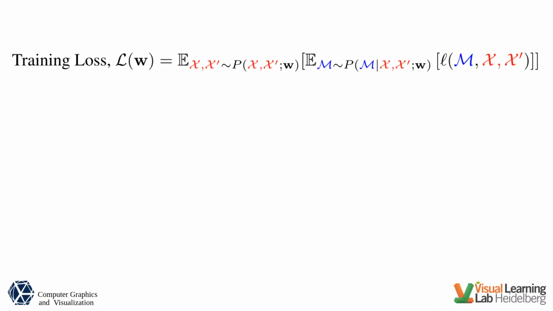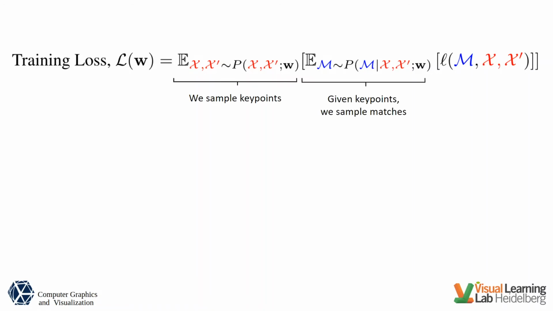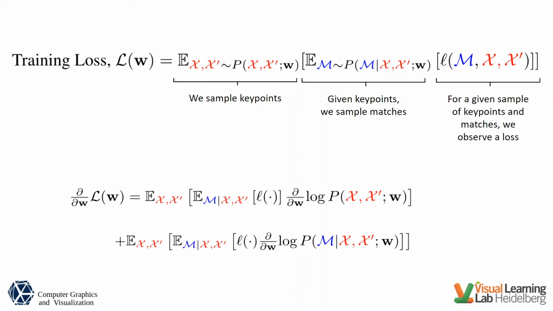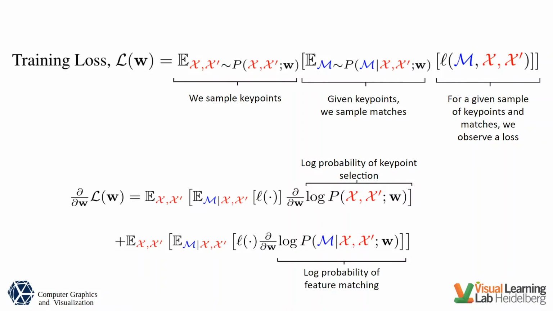The training objective aims at reducing the expected task loss. The steps that are undertaken include sampling key points, sampling matches, and then finally calculating the pose loss. For gradient calculation, only the derivatives of log probabilities of key point selection and feature matching are required. Note that the processing pipeline after feature matching produces the loss value, which need not be differentiable for training the network.